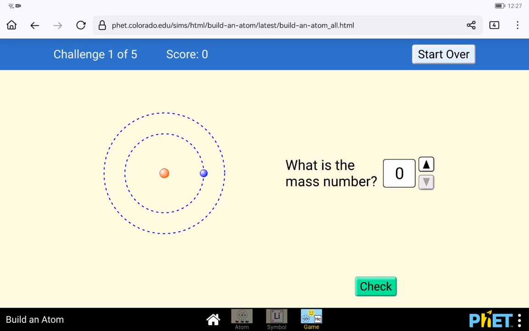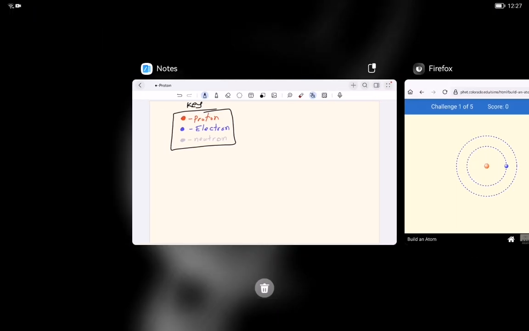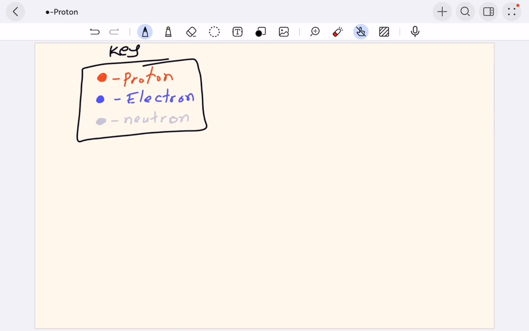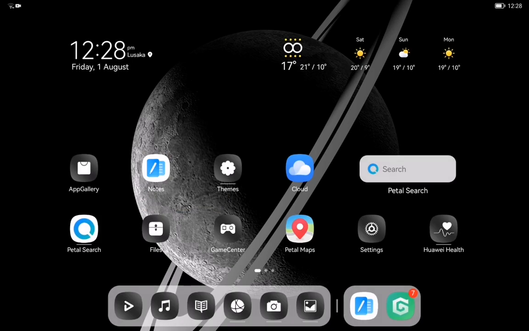In this tutorial, we're going to continue answering questions on the atomic structure. But before we proceed, I would like us to look at the key that we're going to be using to answer the questions. From our key, red represents protons, blue represents electrons, and gray represents neutrons.